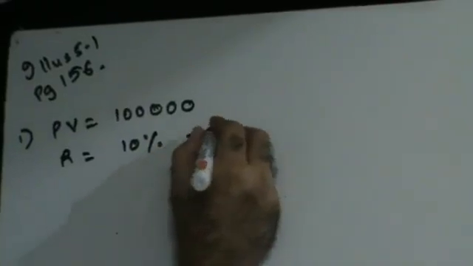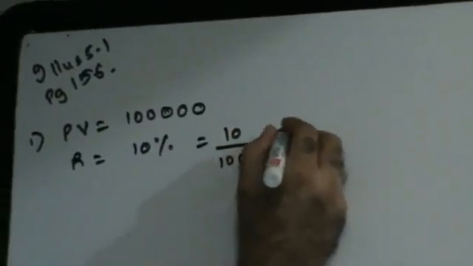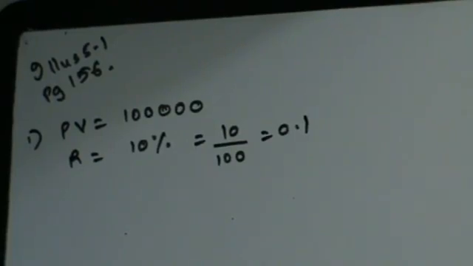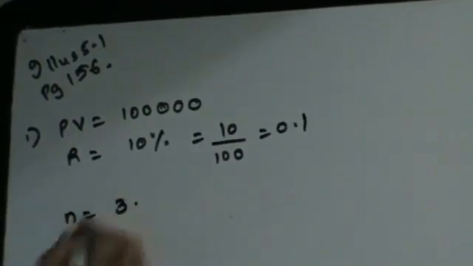They're saying that Shashikant deposits 1 lakh rupees with the bank. He is depositing the money today, so the present value is 1 lakh. Shashikant deposits 1 lakh with the bank, which pays 10% interest compounded annually. So R is 10%. 10% means 10 upon 100, which is nothing but 0.1. For 3 years. N is equal to 3 years.